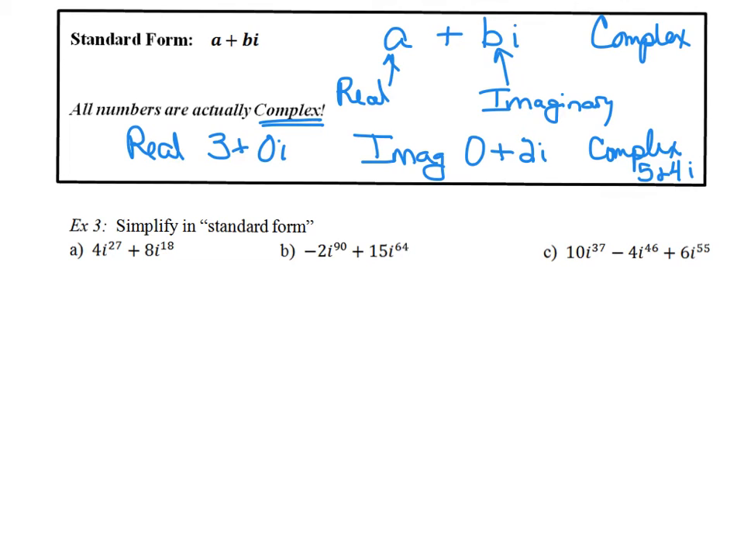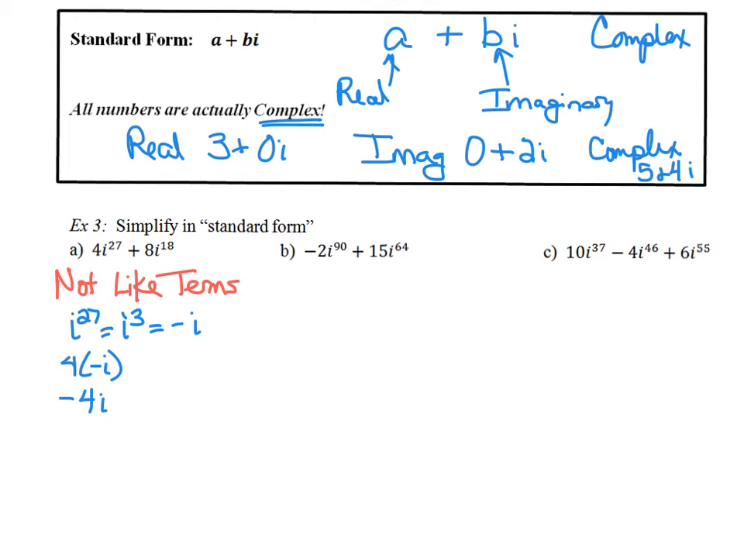So for number 3a, I've got 4i to the 27th. I've got to simplify each part of this. I cannot, and I repeat, I cannot add these pieces together. These are not like terms. So if they are not like terms because they don't have the same exponent on the I, I need to simplify each one first. So 4i to the 27th. I to the 27th would be equivalent to I to the 3rd. And we know that I to the 3rd is equal to negative I. So I've got 4 times negative I, which is negative 4i.